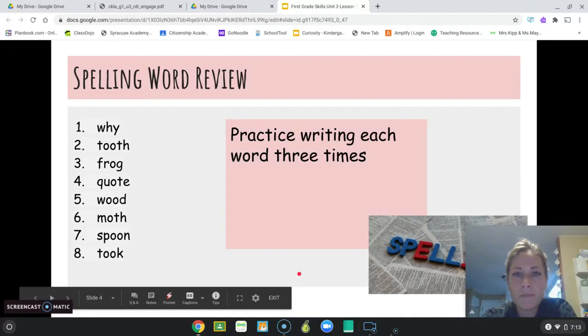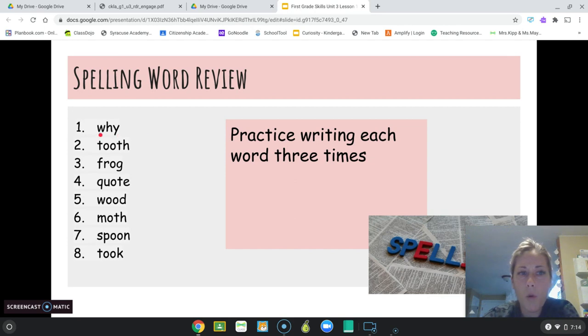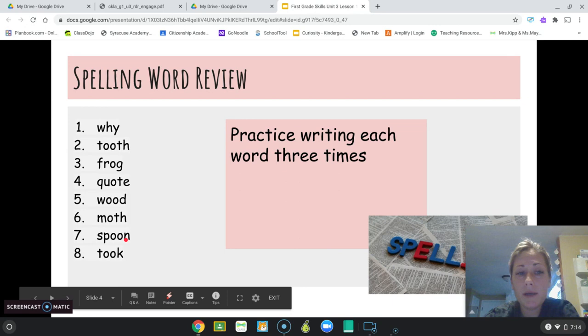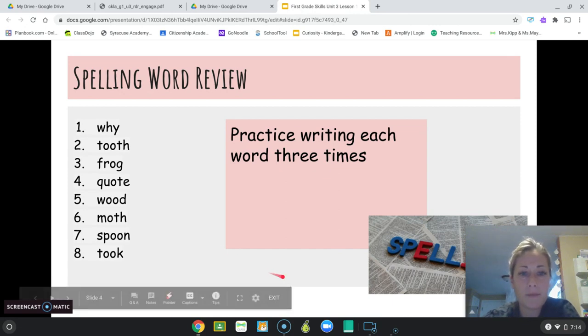Nice job. All right, so once again, our spelling words this week are Y, that's your tricky word, tooth, frog, quote, wood, moth, spoon, and took. I would love it if you guys would practice writing each one of your spelling words 3 times on whatever you would like. Paper, whiteboard, coloring book, I don't care, whatever you want to practice them on. That would be great so you are ready for your spelling assessment coming up.